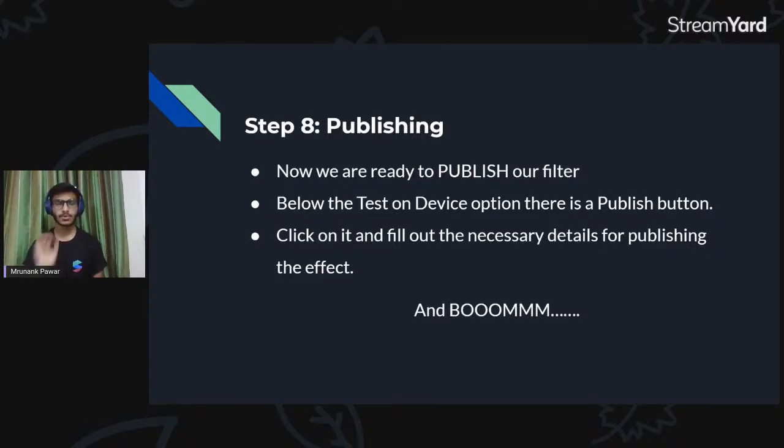When you click the publish button, they will give you a date that it will take 8 days, 15 days for your filter to get approved. And once that filter gets approved, your filter is published, and anyone in this world who uses Instagram or Facebook will be able to use that filter.